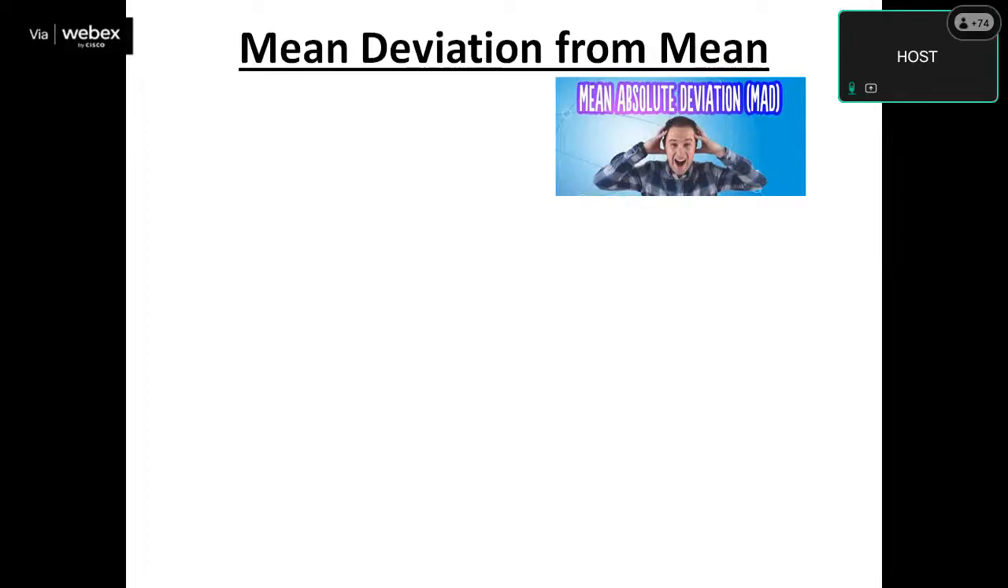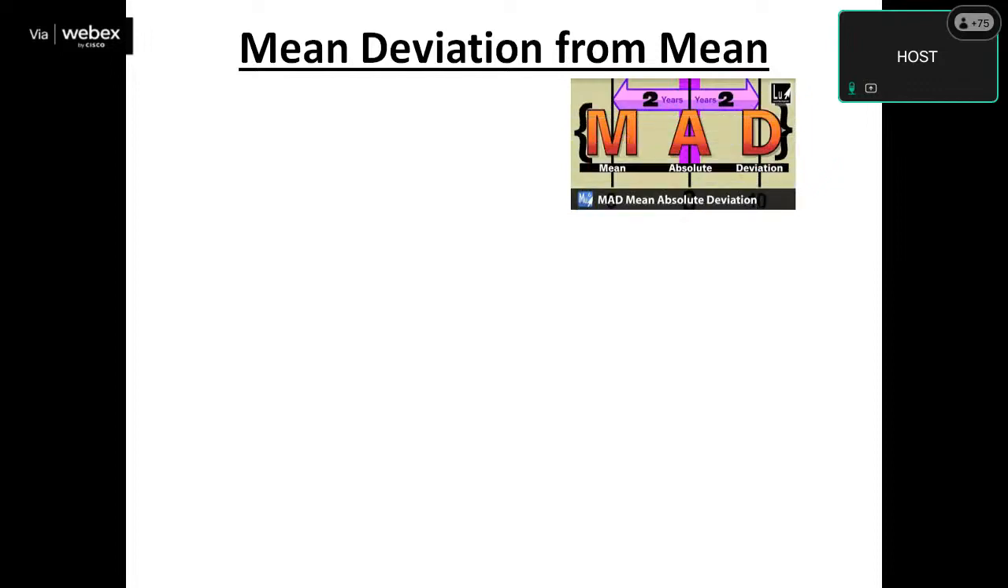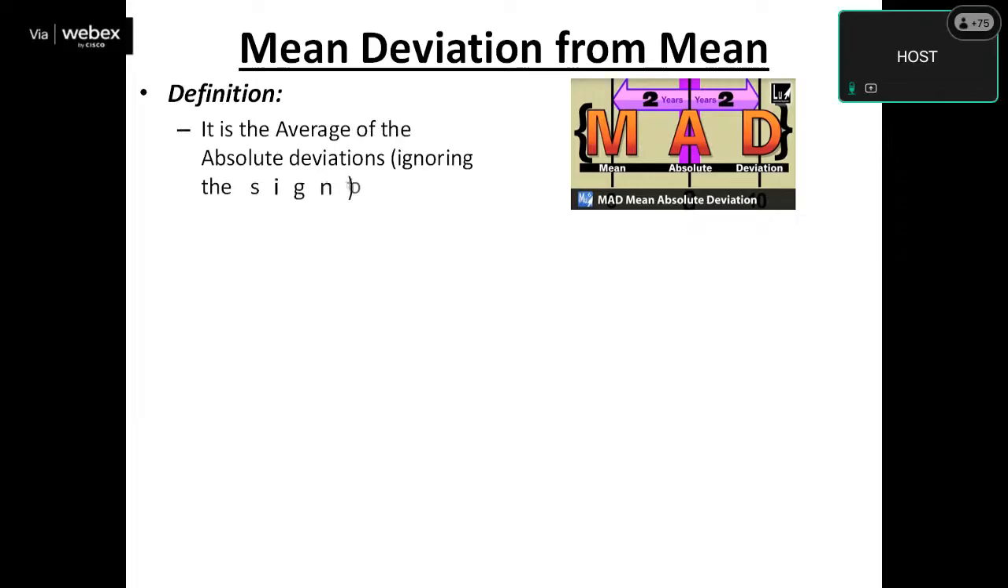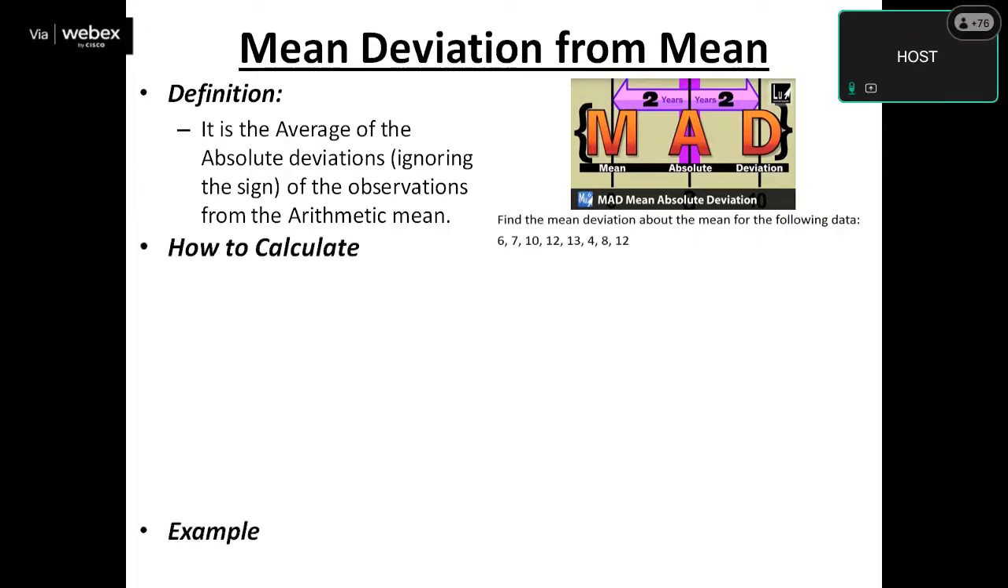Now, another measurement of dispersion is the mean deviation from the mean. So it is the mean absolute deviation. What is the definition? It is the average of the absolute deviations of the observations from the arithmetic mean. So let us see how we will calculate it.